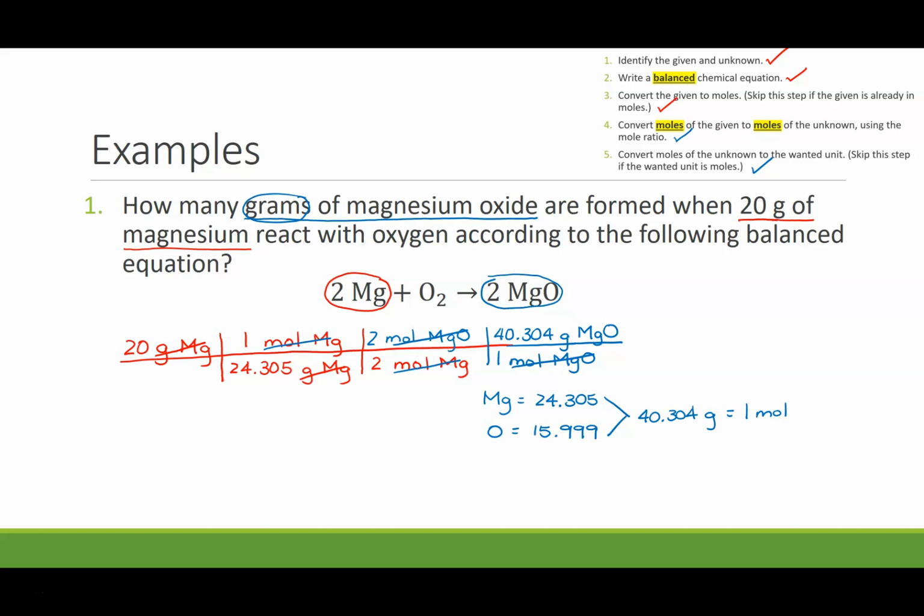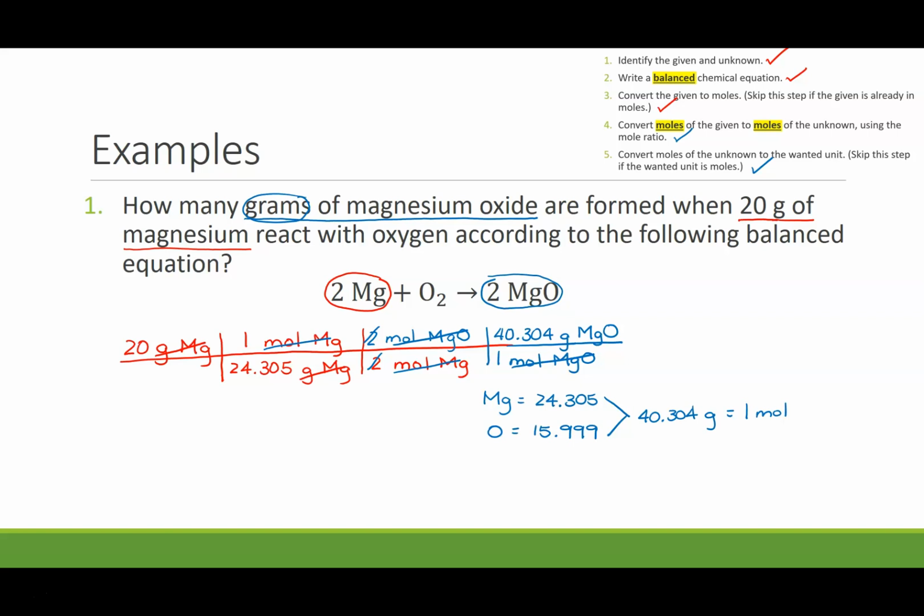Now, we can also cancel the 2's in the mole ratio here because they are the same on the top and the bottom. So now in the calculator, what we need to do is multiply all the numbers on the top and divide by all the numbers on the bottom, and we can ignore ones. So we will do 20 times 40.304 and divide by 24.305. And the answer, according to the calculator, is 33.165, and it keeps going.